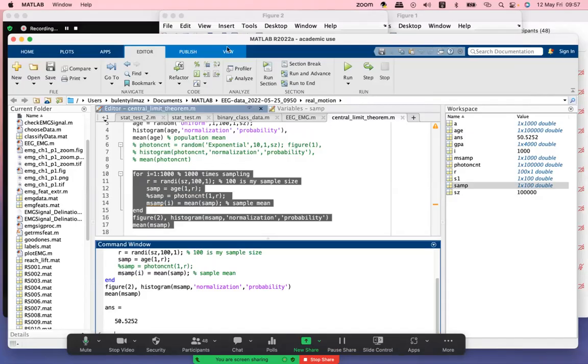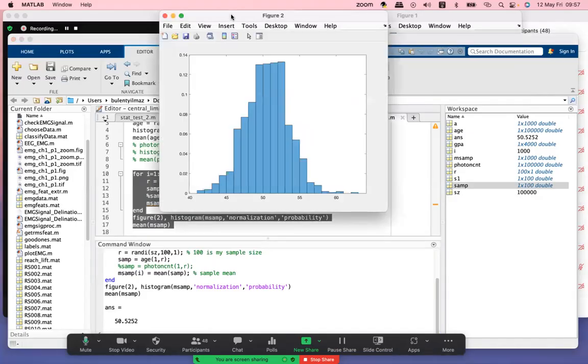And then I plotted the histogram of the means of these 100-people samples, and I saw that the distribution is normal, and the mean of those means is highly similar to the population mean. Okay, this whole histogram is called the sample mean distribution.